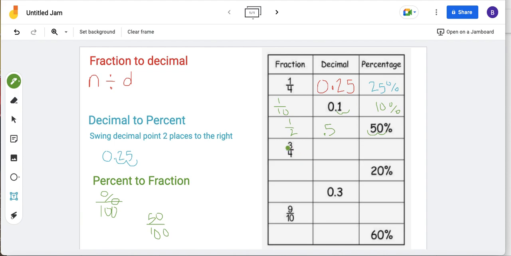All right, go ahead and pause this and then take out a piece of paper and see if you can fill in the missing boxes in the last or the bottom 5 rows.